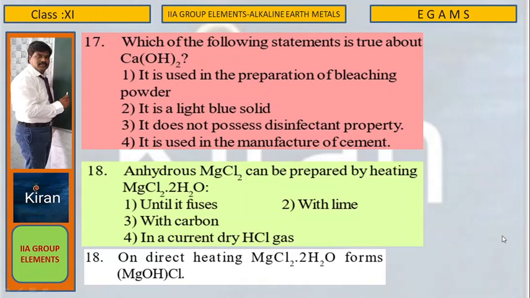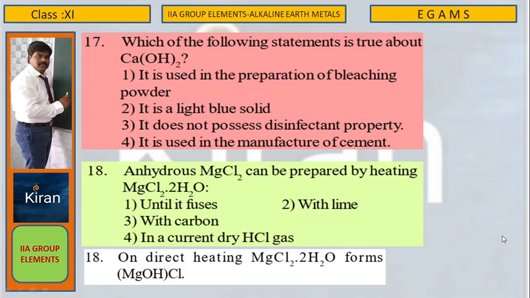17th question. Which of the following statements is true about calcium hydroxide? It is used in the preparation of bleaching powder. It is a light blue solid. It does not possess disinfectant property. It is used in the manufacture of cement. So, which is the correct option? The first option is the correct option. It is used in the preparation of bleaching powder.